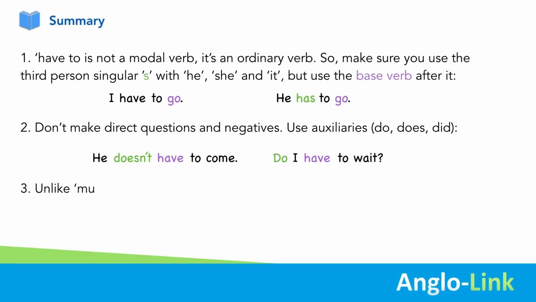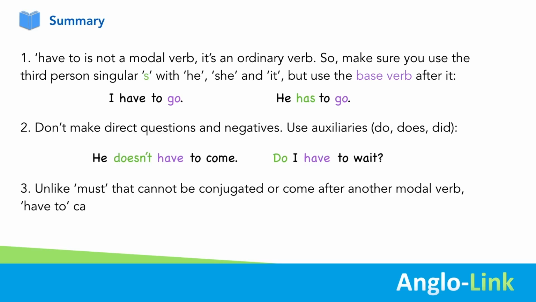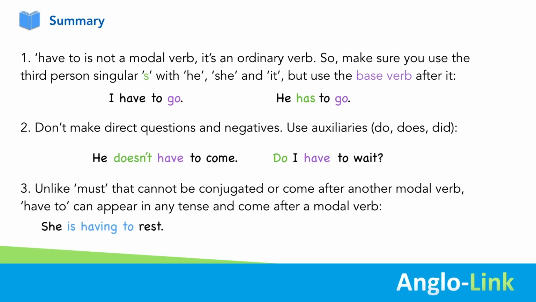And finally, unlike must, that cannot be conjugated or come after another modal verb, have to can appear in any tense and come after a modal verb. For example, she's having to rest. Present continuous. They have had to stop. Present perfect. And you might have to return with the modal verb might.